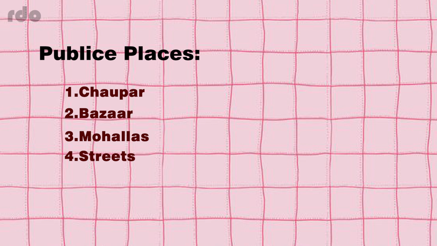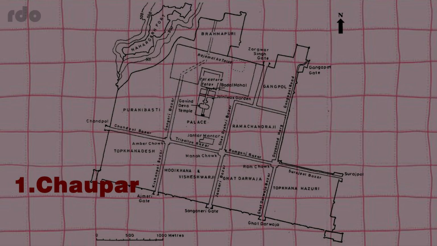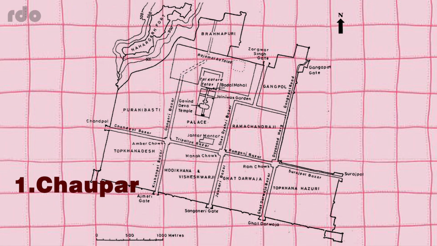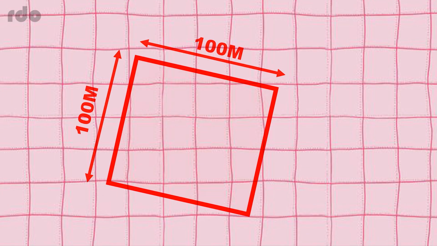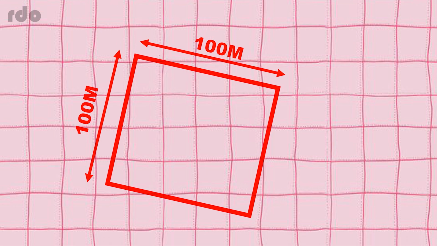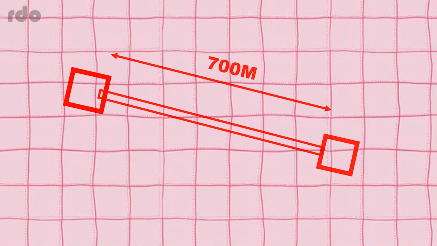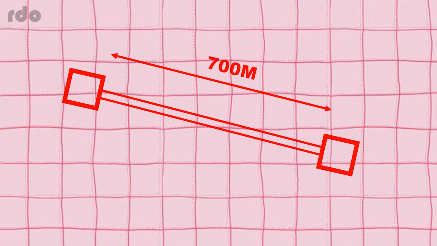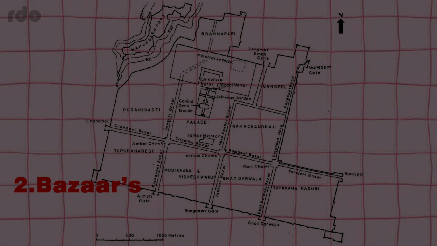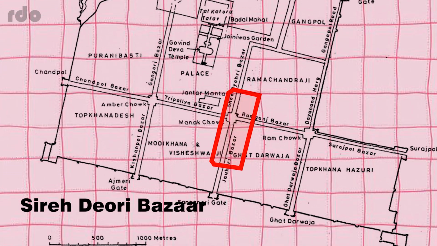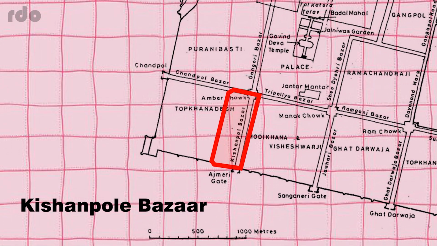The public spaces are chowpars, bazaars, mohallas, streets and temples. Chowpars are squares that occur at the intersection of the east-west roads with the 3 north-south roads. Each chowpar is around 100 meters by 100 meters and was used for public gatherings on festival occasions. The distance between two chowpars is about 700 meters, which is ideal for pedestrian movement. It has controlled facade treatment enveloping it. Bazaars: originally, only 4 bazaars were planned for the city. They were later named Johri Bazar, Siredeori Bazar, third is Kishanpol Bazar, and the Gangori Bazar.